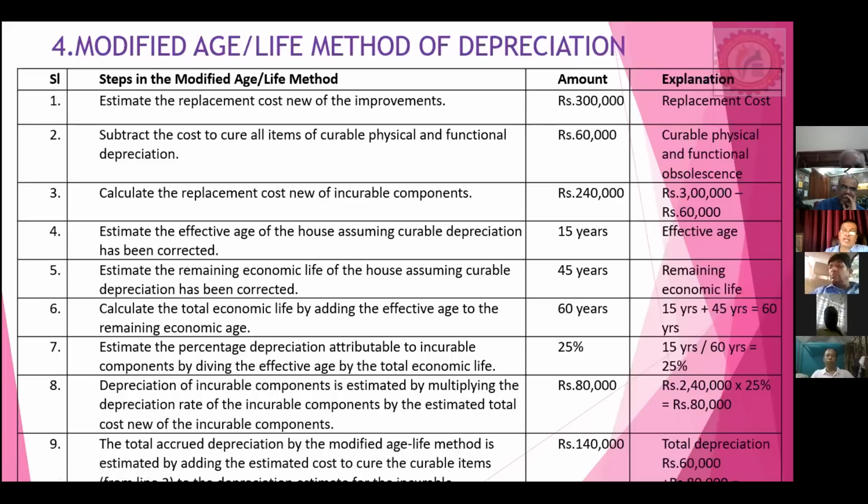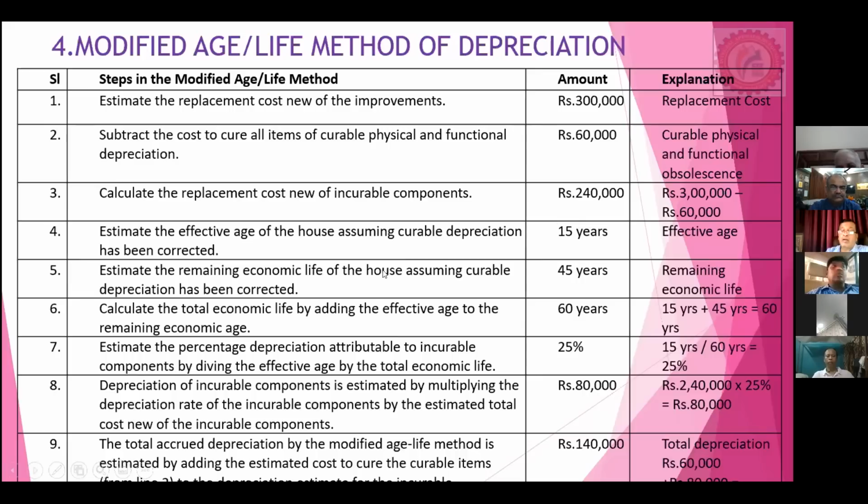If you write something on paper, you can remember it very easily. So, estimate the effective age of the house, assuming the curable depreciation has been corrected. That is 15 years. Here I have directly taken the 15 years. To arrive at this, we will have more time to talk about the effective age. But for the time being, the effective age is 15 years.